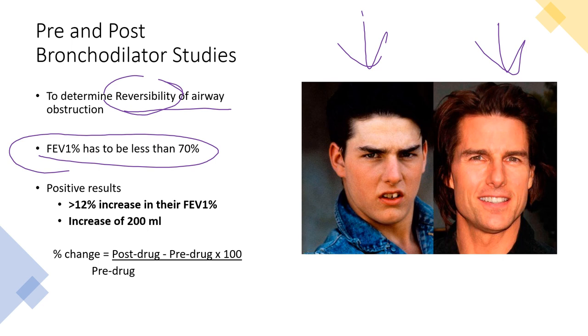So a positive result, in other words, it means that they're reversible. So positive means that they're reversible, means that we see a 12% increase in their FEV1% and or an increase in their volume by 200 mLs. That means they're able to exhale more because there's less air being trapped in their lungs. So if we see a 12% increase in the FEV1% or an increase in 200 mLs, that's a sign we got bronchoreactivity or reversibility from that medication.